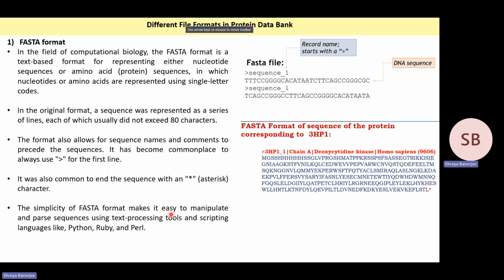So this very simple format makes it easy to manipulate and parse sequences using text processing tools and scripting languages like Python, Ruby, or Perl. We don't need to go into that. Just remember that FASTA is a very simple text format, so it is easy to change. Suppose I change one single amino acid, I can just delete that letter and add another letter. So it is very easy to change and manipulate the FASTA file.